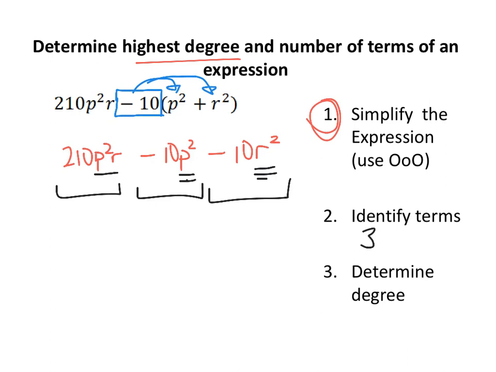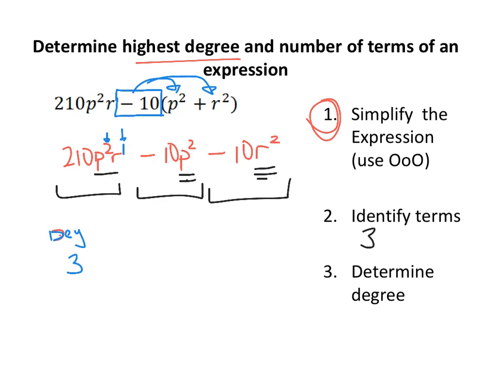Now the last thing that we need to do is determine the highest degree. So in each term, we determine the degree of each term, and we simply add in our hidden exponents. So this is p squared r to the first, so that means that this term has a degree of 2 plus 1, which gives me a degree of 3.